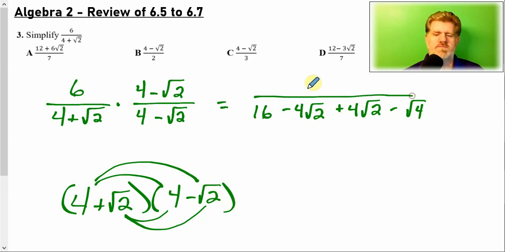Now the top, just multiply the 6 through. 6 times 4 is 24. 6 times square root of 2 is 6 square roots of 2. Now look what happens to the bottom. These become 0.